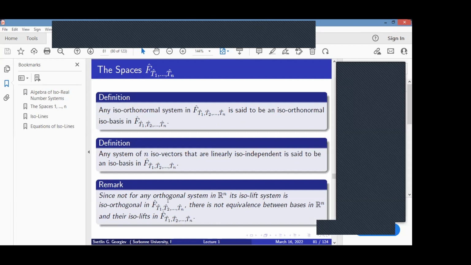Since not any orthogonal system in the classical space Rn has an isolift that is isoorthogonal in this space hat F, there is not equivalence between the bases in the classical space Rn and the defined space hat F, hat T1, hat T2, and so on, hat Tn.